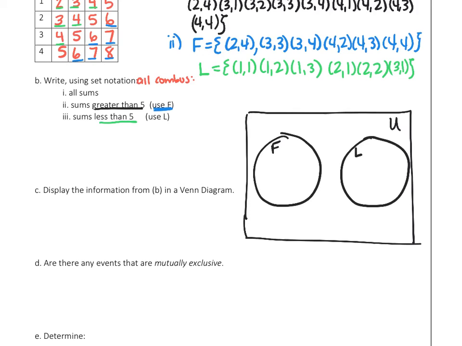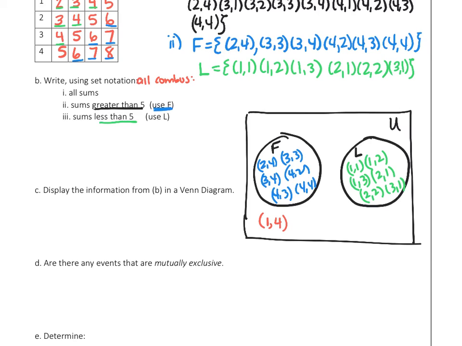So my sums greater than 5 are 2 4, 3 3, 3 4, 4 2, 4 3, and 4 4. And my sums less than 5 are 1 1, 1 2, 1 3, 2 1, 2 2, and 3 1. And then any sums that have not yet been accounted for would be the ones that are exactly 5 from my chart. The ones that give you exactly 5 would be a 1 and a 4, a 2 and a 3, a 3 and a 2, a 4 and a 1. So you've got those 4 that will give you exactly 5.